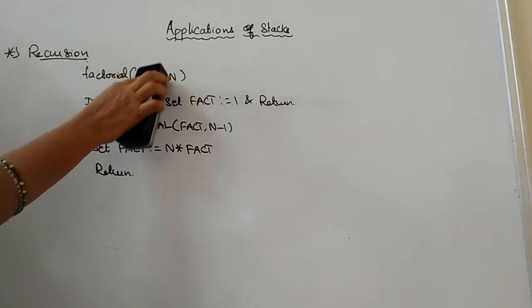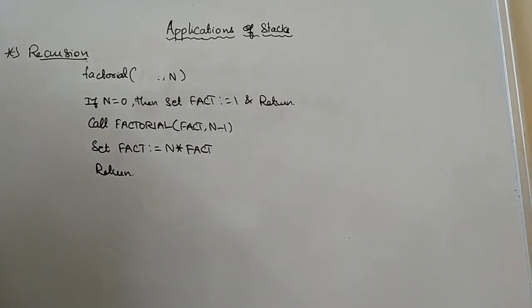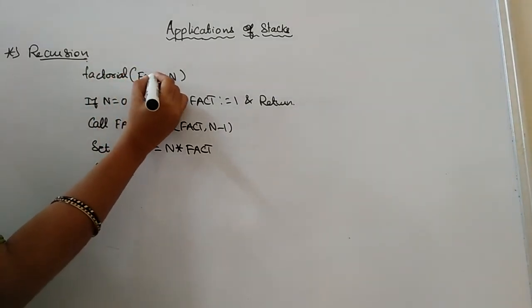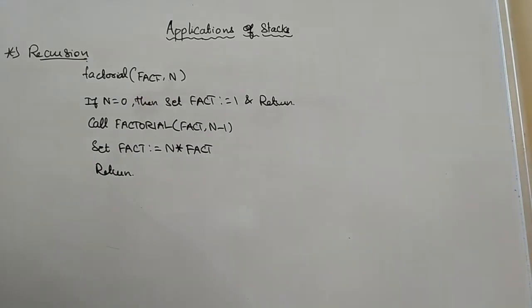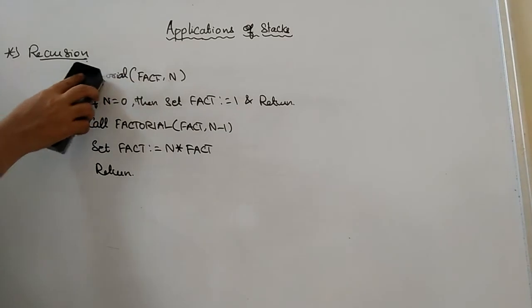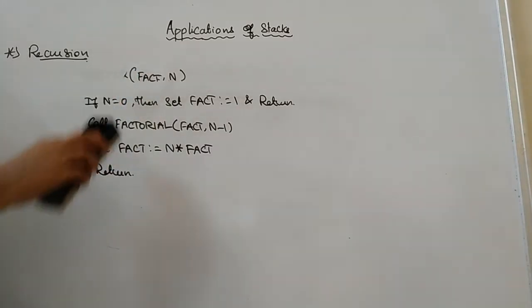the variable fact and the value of n. We are going to check the condition whether the n value is equal to 0. If it is equal to 0, then we are going to set fact := 1 and return. If the value of n is not equal to 0, then we are going to call factorial itself.